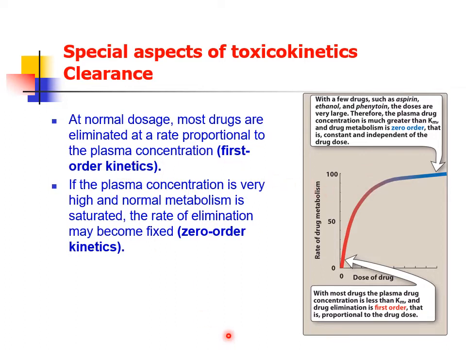If the plasma concentration is very high, as in toxicity, and normal metabolism is saturated, the rate of elimination may become fixed. Here, the blue part, you can see that there is not much increase in rate of elimination. This is zero order kinetics. So again, first order kinetics, and zero order when the enzymes are saturated, there is no more metabolism.